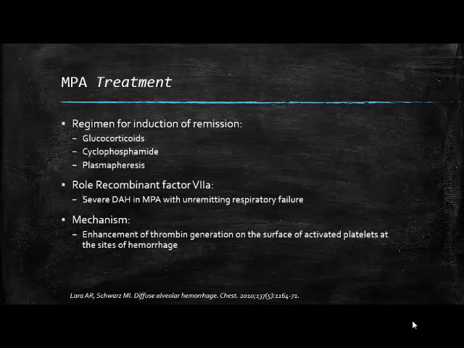The regimen for induction of remission is steroids, cyclophosphamide, as well as plasmapheresis. There is a role of recombinant factor 7A that I'll be talking a little bit more about later, especially in patients who have severe DAH and MPA with unremitting respiratory failure. How this works is through the enhancement of thrombin generation on the surface of activated platelets at the site of hemorrhage.